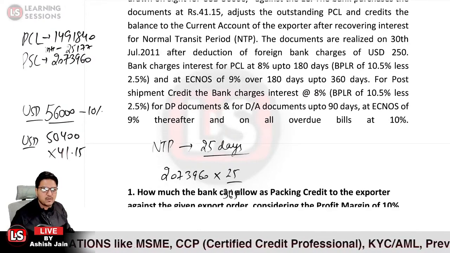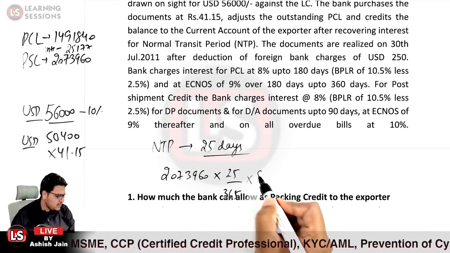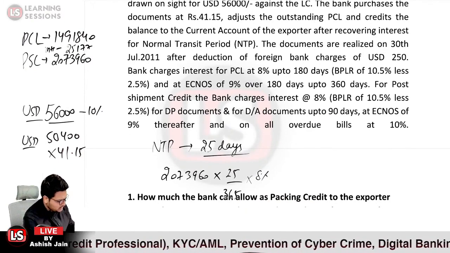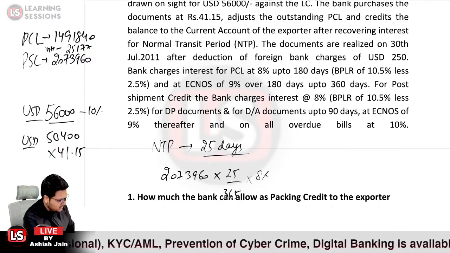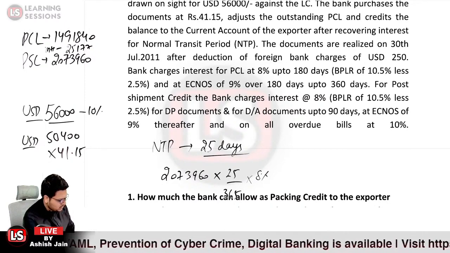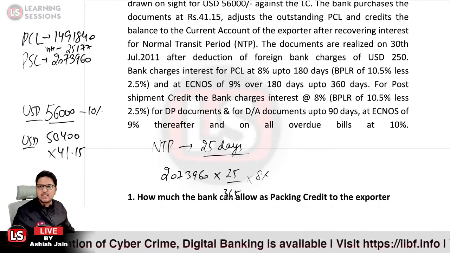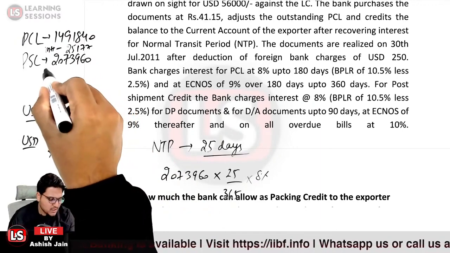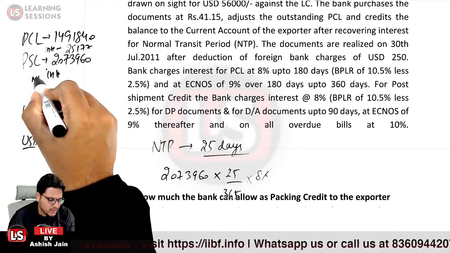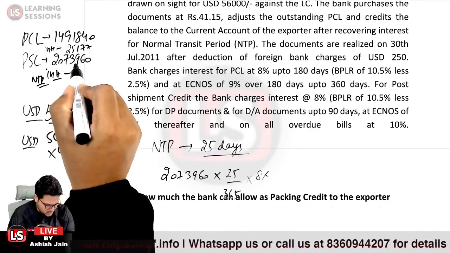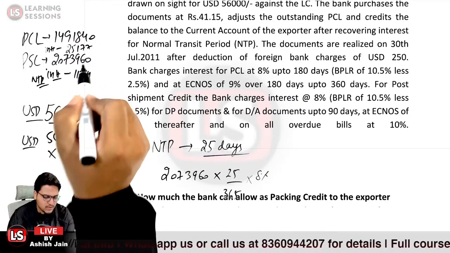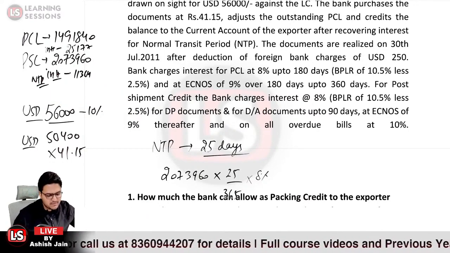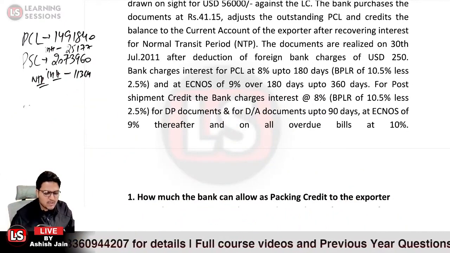Let me clear the space for you so that you can understand it well. So we will be multiplying it with the 8% over here. So it is 2073960 multiplied by 25 divided by 365 into 8%, that is 11364. So that is the interest that will be charged for the NTP period. Let me write over here, this is the NTP interest charged, that is 11364. Is that particular part clear?